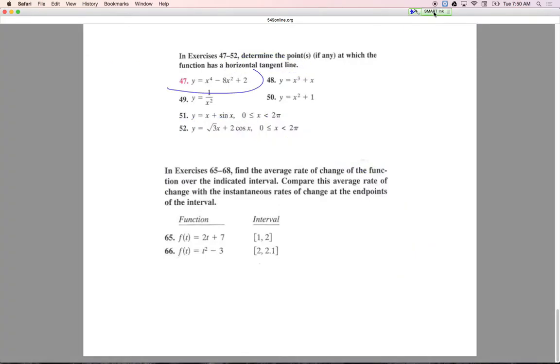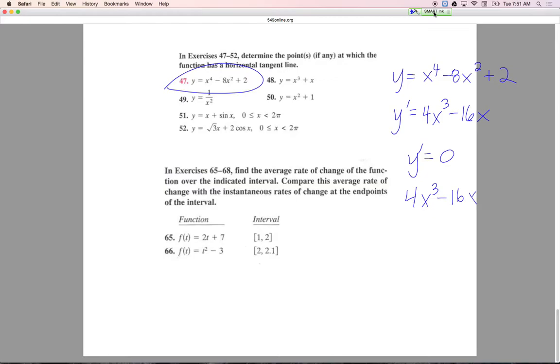47. Ooh, she asked a good one, because this is factoring. Okay, so we got y equals x to the 4th minus 8x squared plus 2. All right, well, first step, y prime is equal to 4x cubed minus 16x. Is that good? Second step, set y prime equal to what? 0. So we're going to have 4x cubed minus 16x equal to 0.